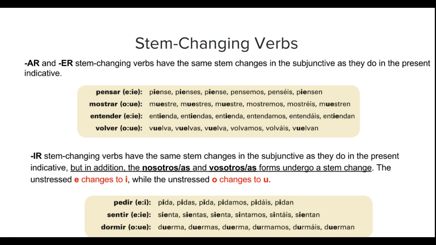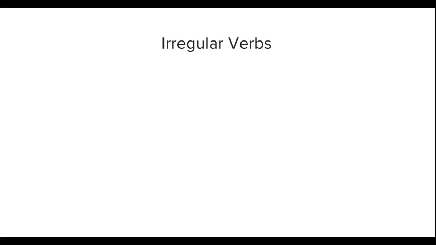As you're taking notes on the stem changing verbs, I would recommend highlighting or maybe color coding these stem changes so that when you look back at your notes, hopefully that will pop out to you and make it easier for you to remember and recognize these patterns.